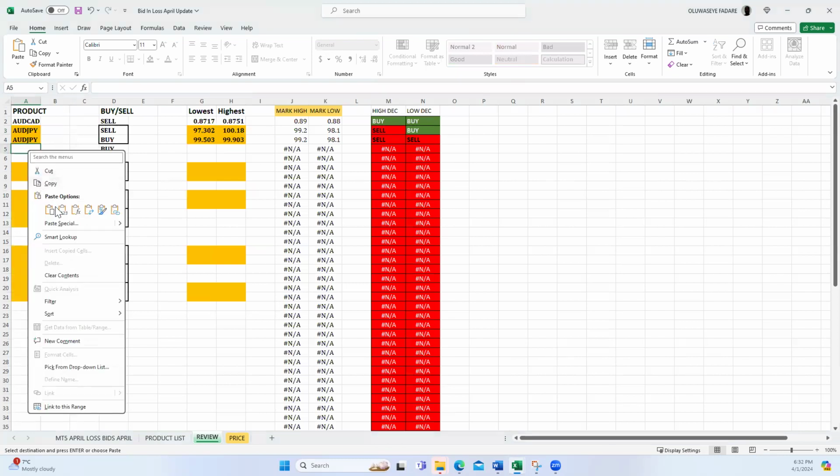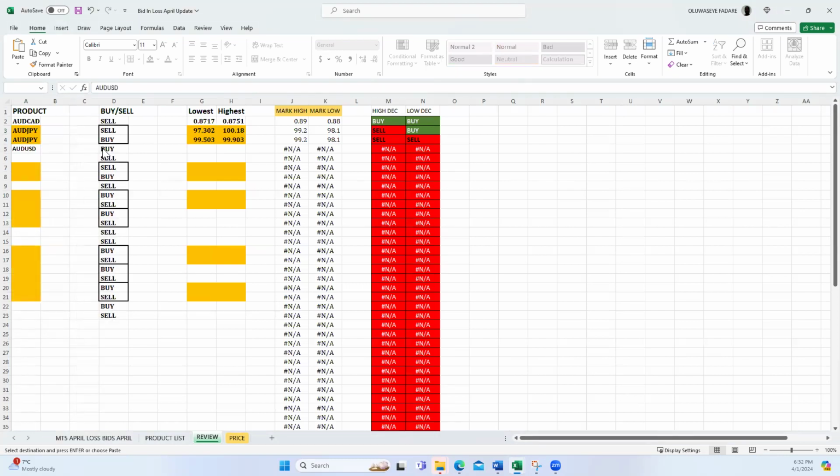0.65885. As you can see, it's a buy. We're going to have 0.65885 on both sides. So according to this, we can see that the market is a buy.